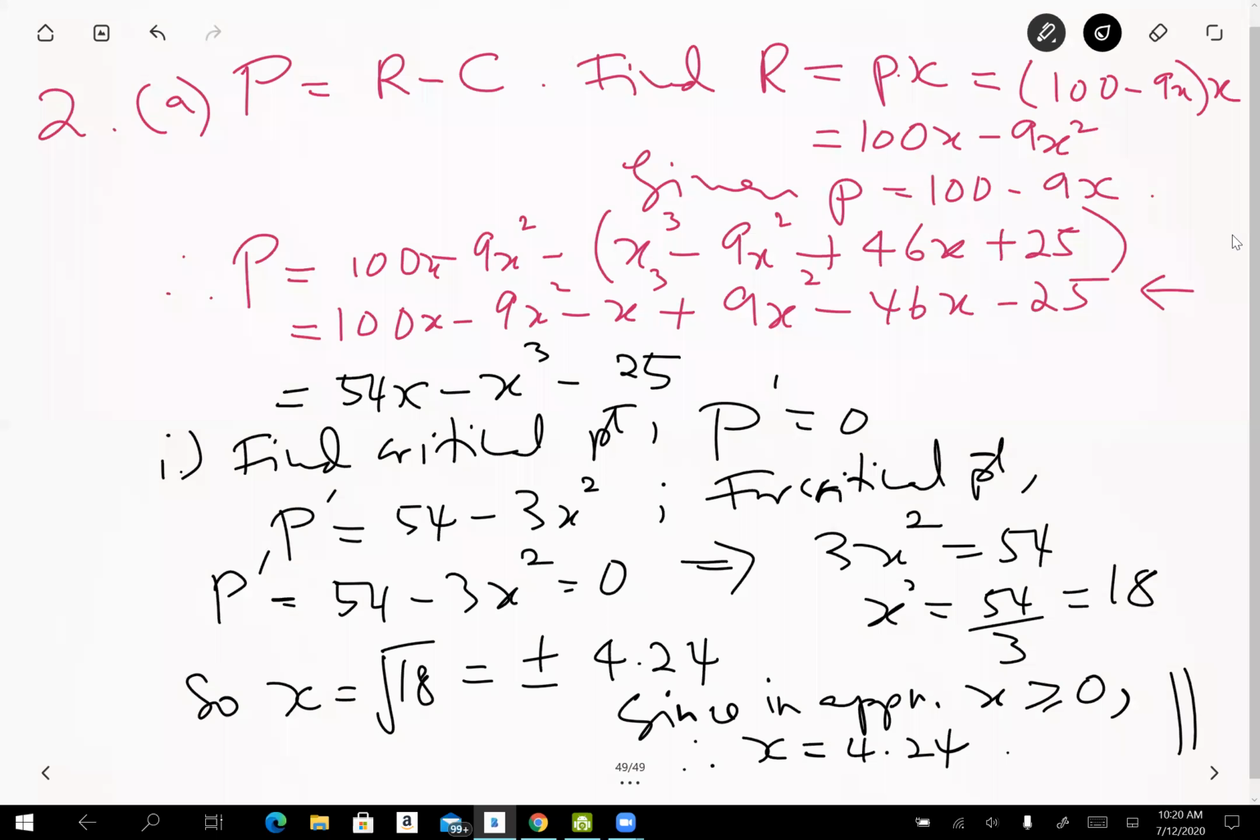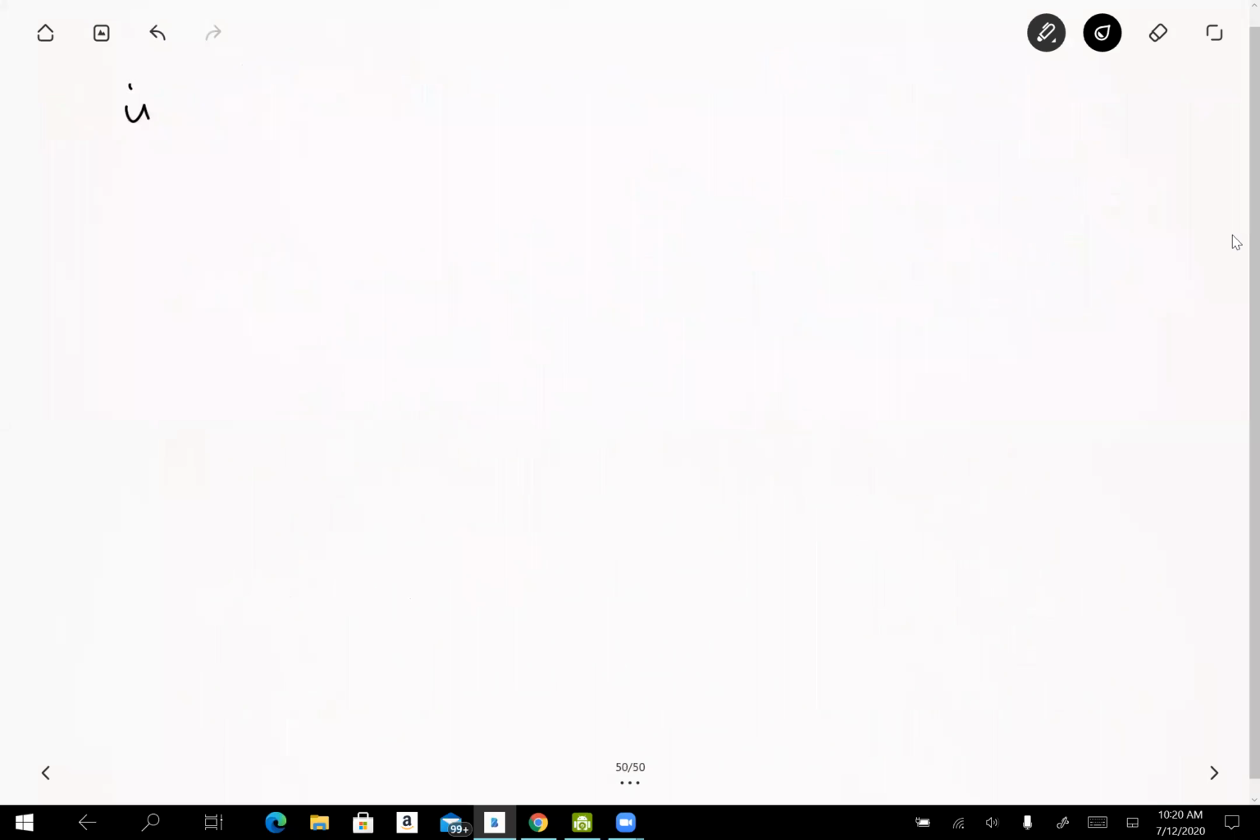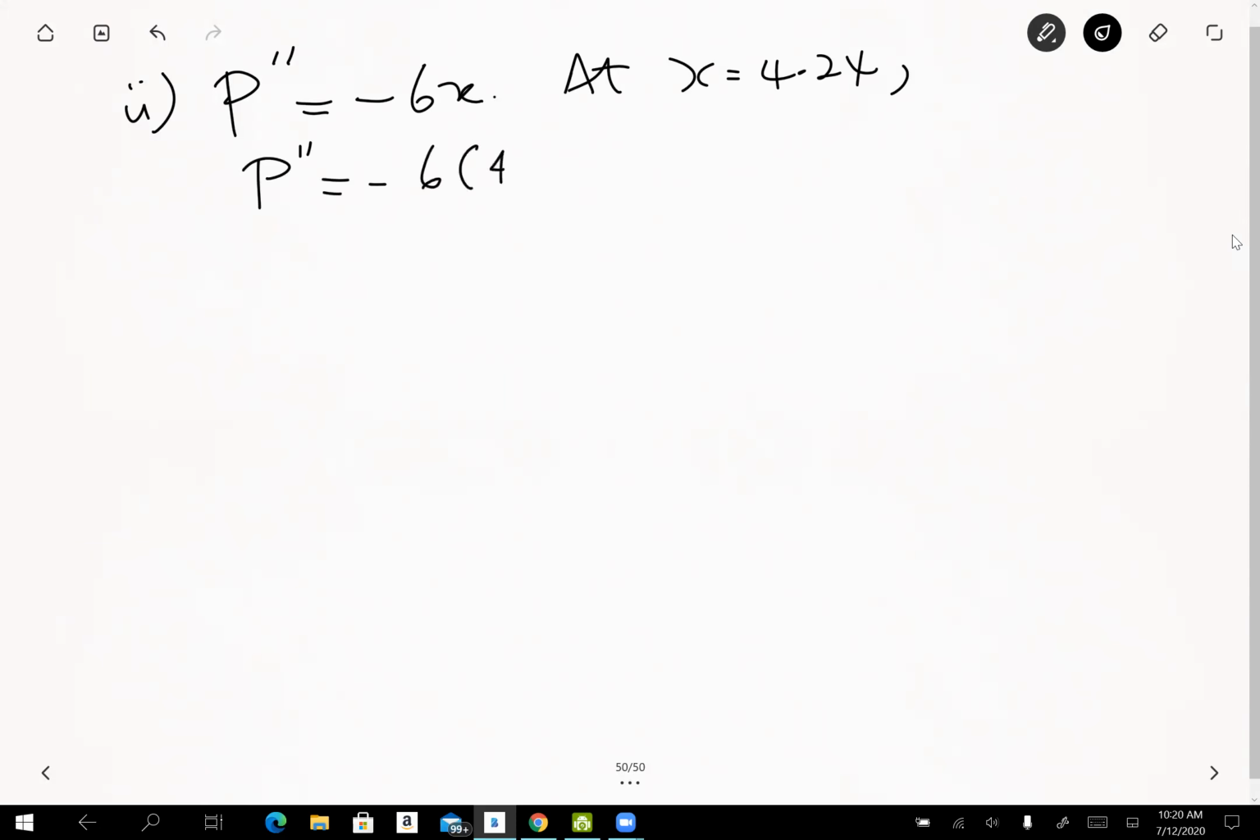All right, now we do the test. The second part is you want to test for maximum and minimum. So you take the second derivative. P double prime is equal to negative 6x. And then you can test that at x equal to 4.24. What is P double prime? P double prime is equal to negative 6 multiplied by 4.24, and that will be equal to negative 25.46. And that is less than 0.